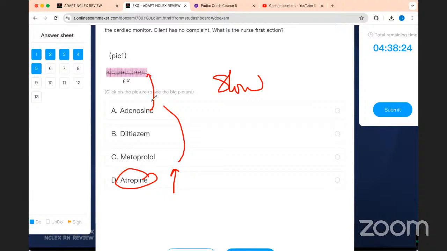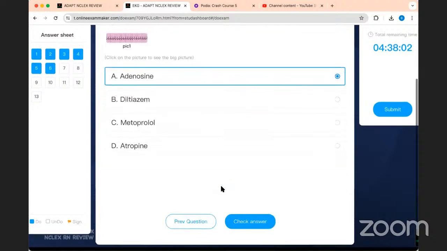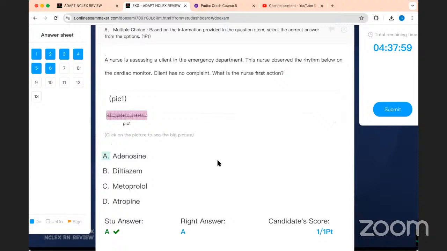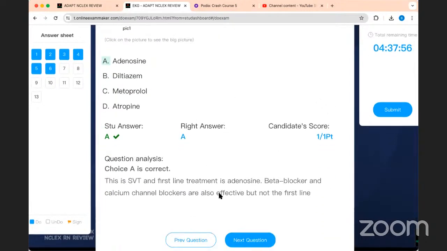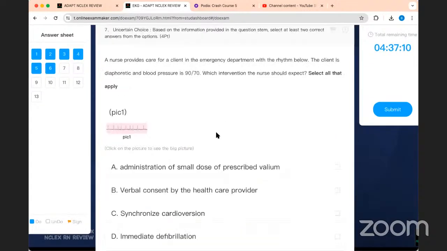Adenosine can slow this down. Diltiazem can slow this down. Metoprolol can also slow you down. But what is the right answer? Which one is better? Which one is the first line agent? The first line agent is adenosine. So adenosine is the best choice for any SVT. Okay, guys. So I said this is a SVT, and the first line treatment is adenosine. Beta blocker and calcium channel blocker are also effective, but not the first line.